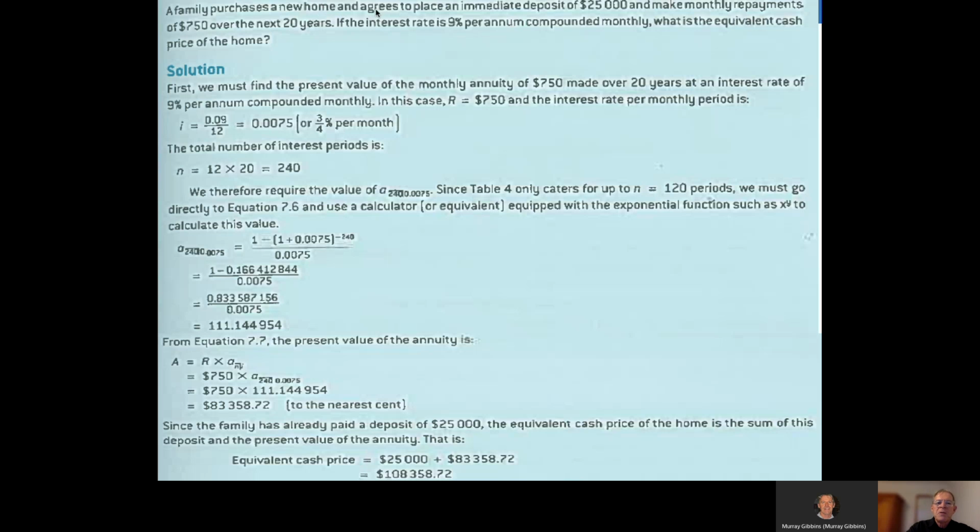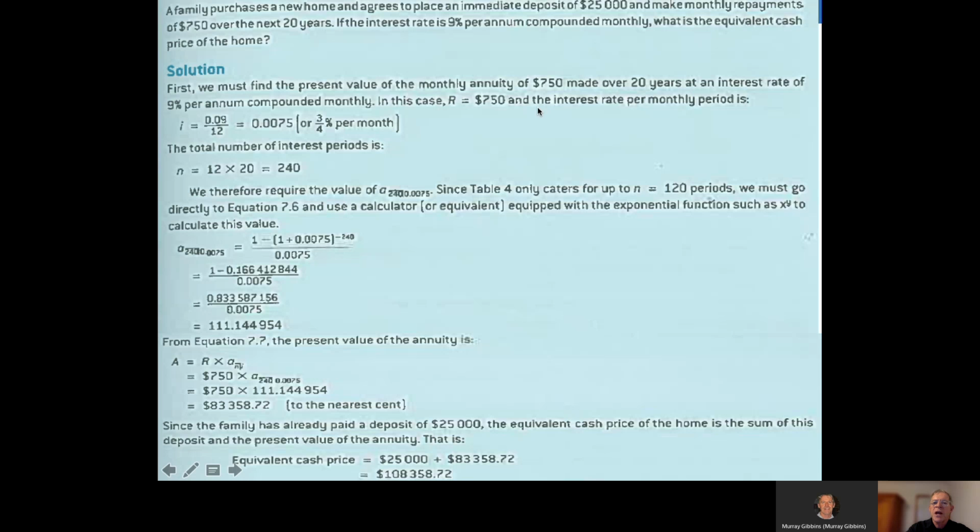A family buys a home, they want to put a deposit down right now of 25, and then they want to make monthly repayments, or they do make monthly repayments of $750 over the next 20 years. Interest rate's 9%, compounding monthly. What's the equivalent cash price of the home? Well, the cash price of the home will be the amount of the deposit plus the loan amount. So it'll be the $25,000 plus, we've just got to work out what the value of the loan is.